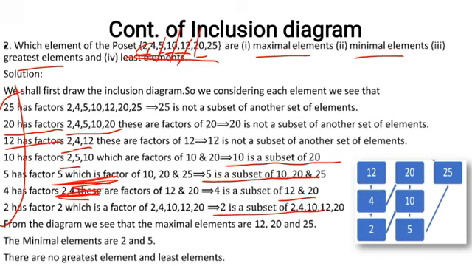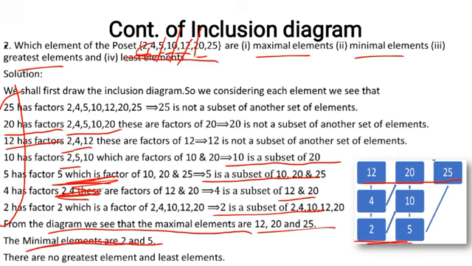We need to find what is the minimum, what's the greatest, right? So what is the minimum? From the diagram we see that the maximal elements, the biggest of them all, are 12, 20, 25. That's how we got that. What are the minimal elements? They're the ones at the lowest, which are 2 and 5.